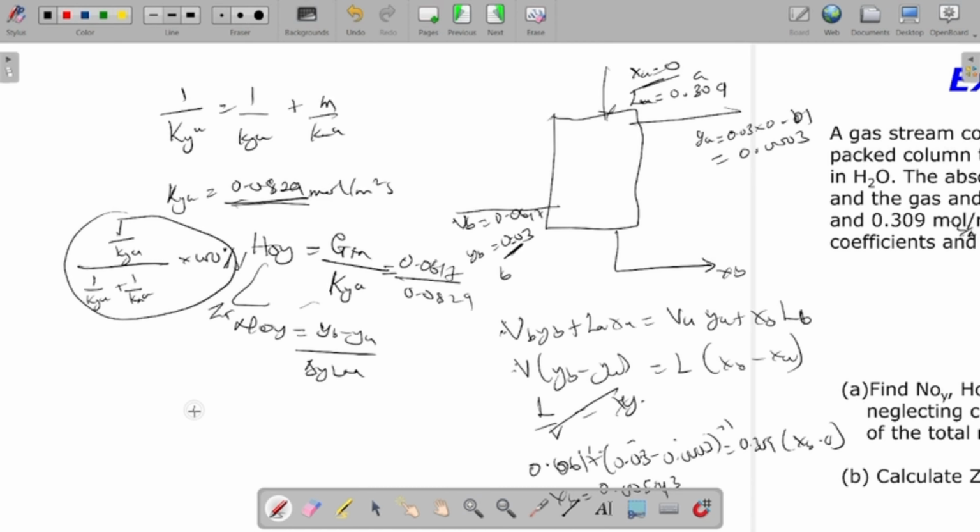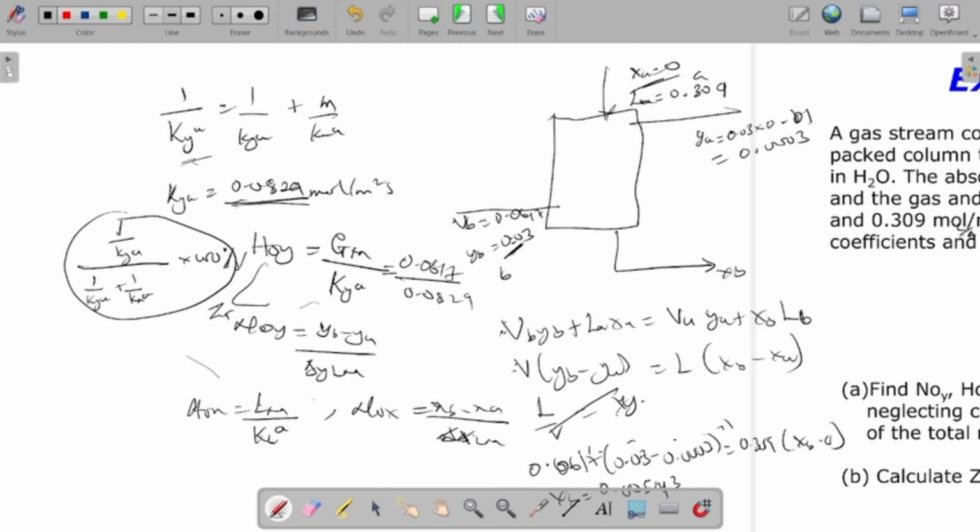Then if I want to also get my HOX, I say HOX is also LM divided by KLE. So I need to also find KLE. So I use the relationship between KLE and KYA to get that one. Then my NOX also becomes XB minus XE divided by the log mean change in X, the XLM. So I have all those things to consider.